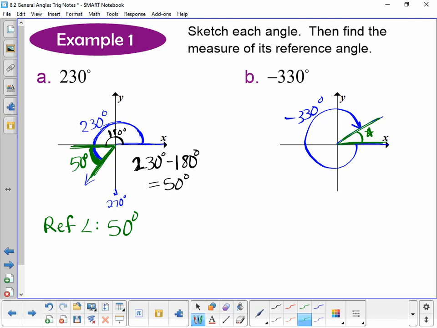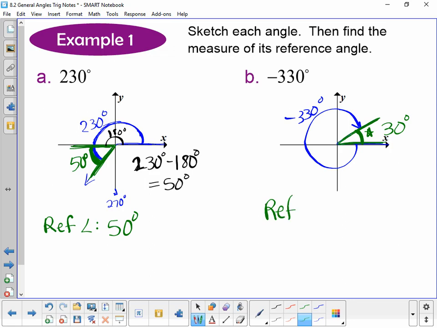Okay, so if we want to know how big this reference angle is, well, for this particular angle, it looks like it's how much more we would need to rotate to get to 360 degrees. This is a 30-degree angle, because I would need to go 30 more degrees to get to 360.